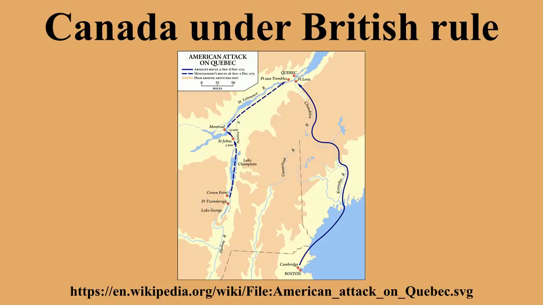Responsible government and the rebellions of 1837–38. After the War of 1812, the first half of the 19th century saw the growth of political reform movements in both Upper and Lower Canada, largely influenced by American and French republicanism. The colonial legislatures set out by the Constitutional Act had become dominated by wealthy elites: the Family Compact in Upper Canada and the Chateau clique in Lower Canada.